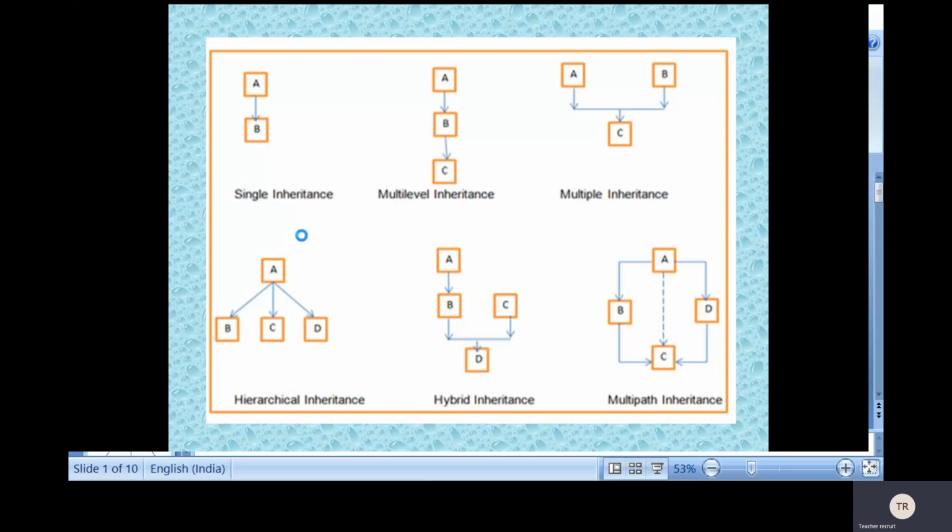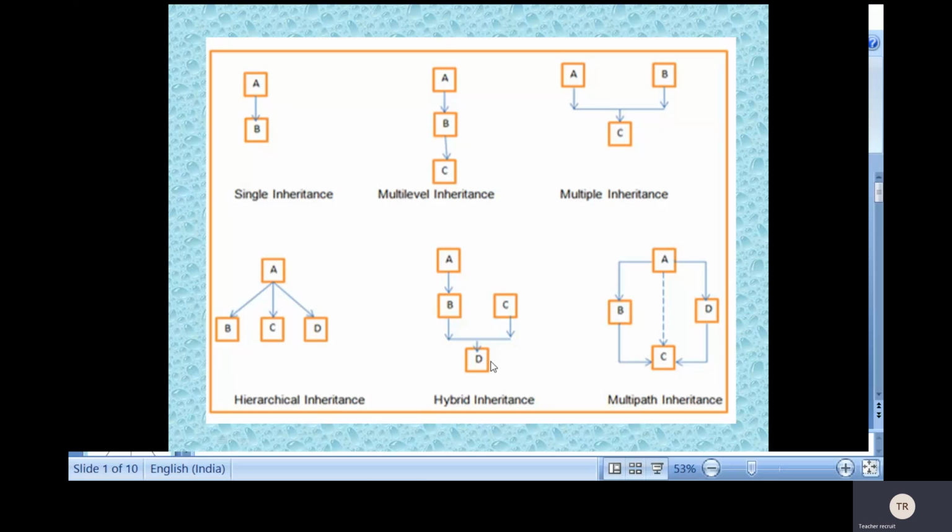Now, the next one is hierarchical. Hierarchical means a single parent and multiple children. So B, C, and D are all child classes, and B, C, and D can access the functions of class A.